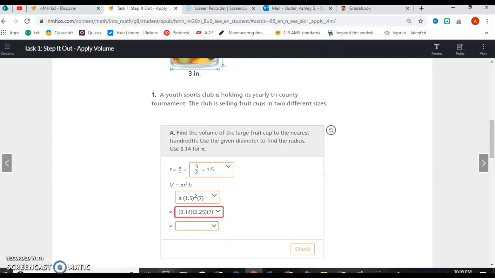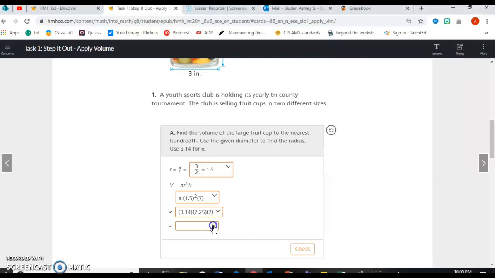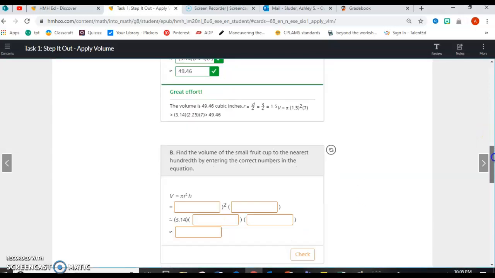And if I plug that into the calculator, I have my radius squared, 2.25, times my height of 7 times pi, equals 49.455, or in other words, 49.46, because remember we were rounding to the hundredths. And that would be the volume of the large cylinder.